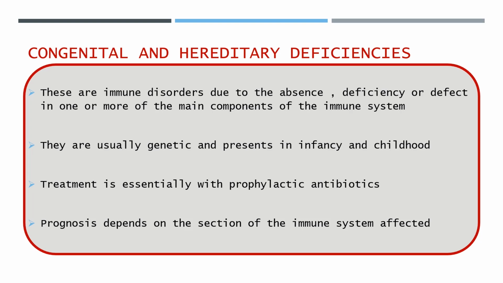Usually they present with recurrent infections. When you start noticing a child having recurrent infection at an early stage of life, you should have a very high index of suspicion for a congenital or hereditary deficiency. They are mostly treated with prophylactic antibiotics, and the prognosis depends on the section of the immune system that is affected.